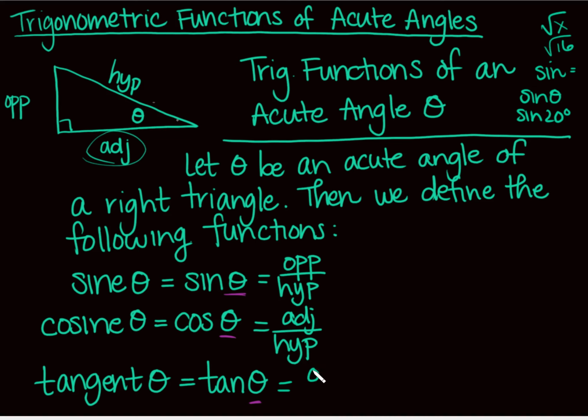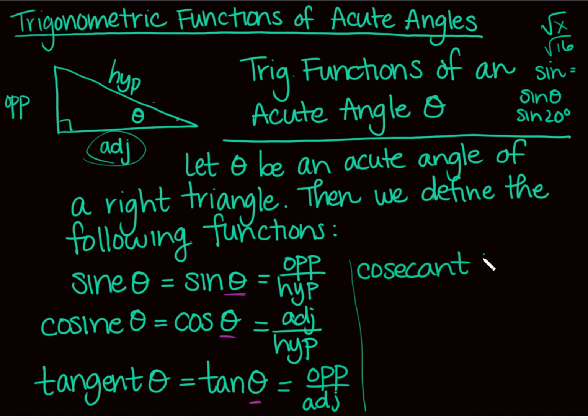Tangent then is just going to be opposite over adjacent. So tangent is the only one that does not involve the hypotenuse. Those are my three kind of base functions. Then remember we had three other ones. Sine, we had the cosecant.